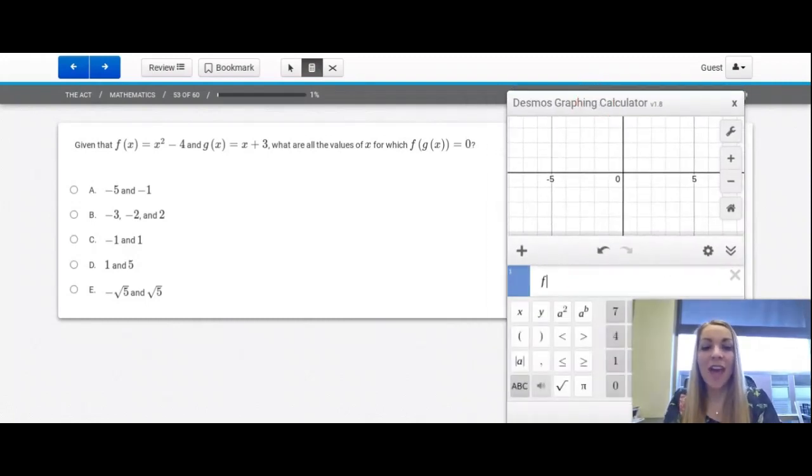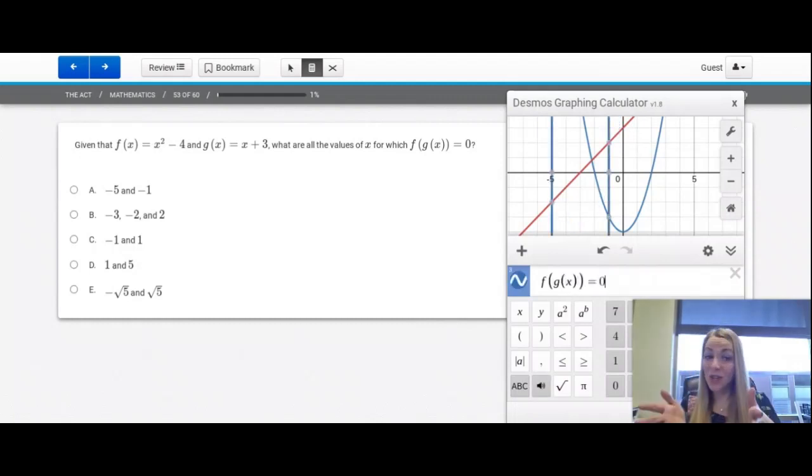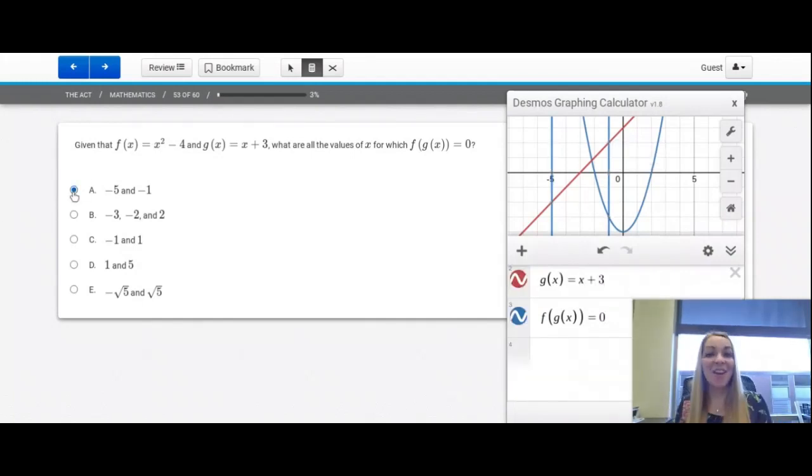So we know that f of x is x squared minus 4. We know that g of x equals x plus 3, and we want to find f of g of x equals 0. These show up as vertical lines. Our solutions are -5 and -1, where our output is equal to 0, so A. I know that this is a composition of functions, but if you're fast at typing stuff into Desmos, this can save you the time.